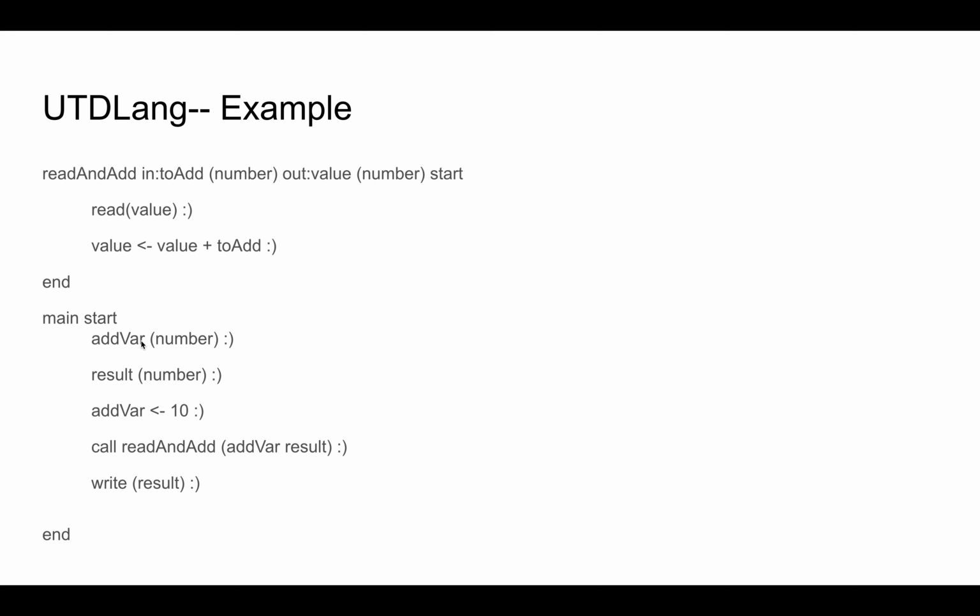The first line is declaring a variable called addVar, whose type is number, and then declaring another variable called result, which is also a number. Then an assignment statement assigns the number 10 to the variable addVar. Then there is a call statement, which calls the readAndAdd routine that we just defined. The input parameter is addVar, and the output parameter is result. And finally, we call the write routine.